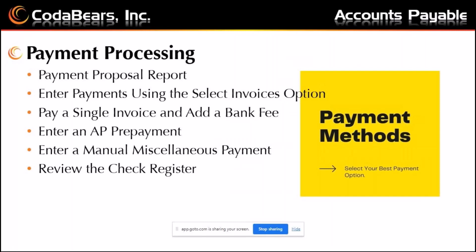So next large area in accounts payable is the payment processing. There is a payment proposal report to show what should be paid and when. This slide shows the different types of payments that will be demoed or discussed in today's presentation. You can use the select invoices option, pay an invoice with a bank fee, process an AP prepayment, and process a miscellaneous payment. And then you can look at the check register to review what you paid for the day or the week or whatever you'd like. The next few slides show a static example of each payment type.